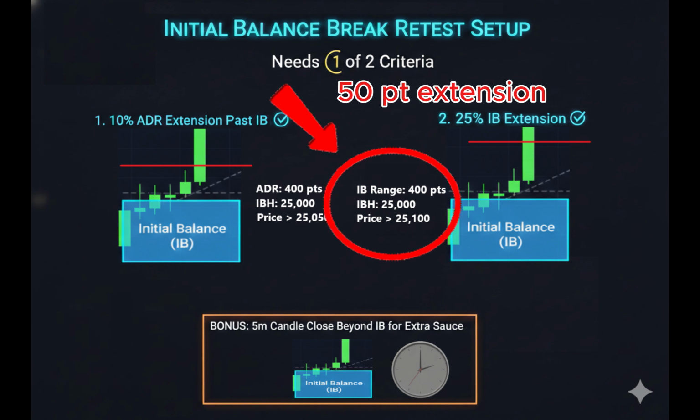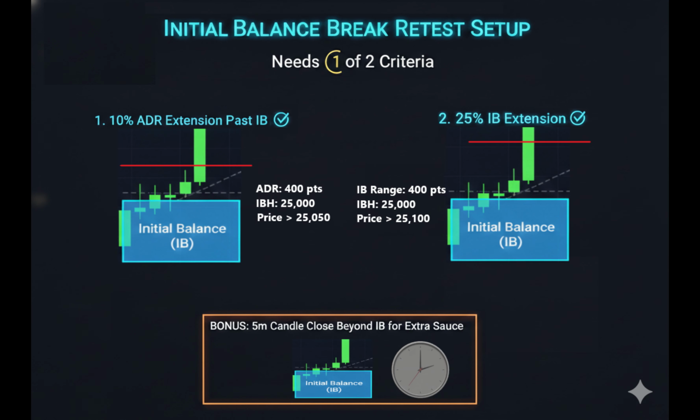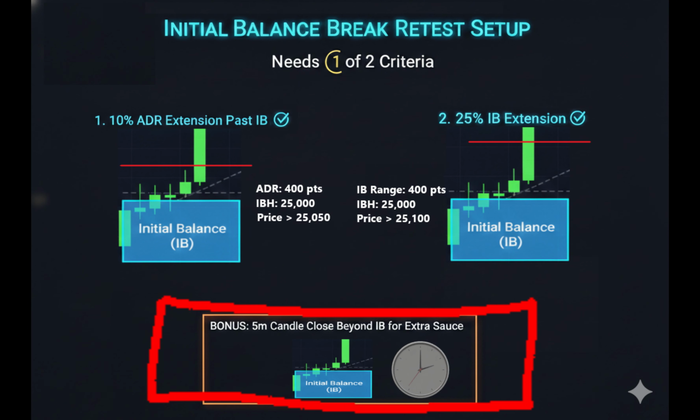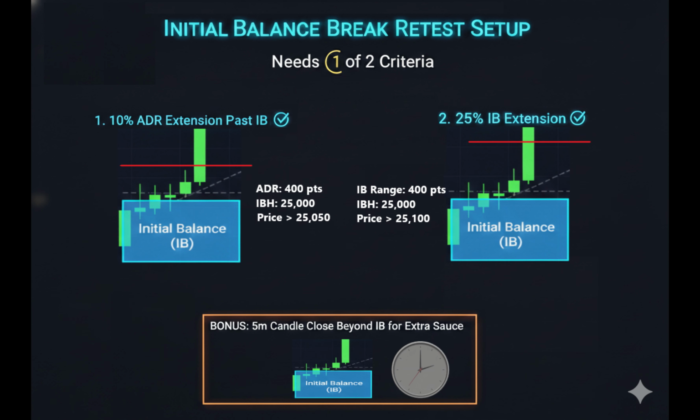Or two, I want to see a 25% initial balance extension. Same example, if initial balance is 400 points, then I want to see price at least extend 100 points beyond IB. I find that both of those are pretty good validating gates to at least start considering the trade as it comes back to retest IB. Usually you'll get this, but in case there's some volatility, I also want to make sure that you also get a 5-minute close beyond IB. What this does is it tells me that there's initiative and acceptance beyond the initial range.